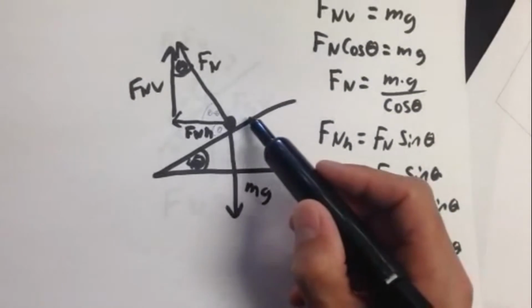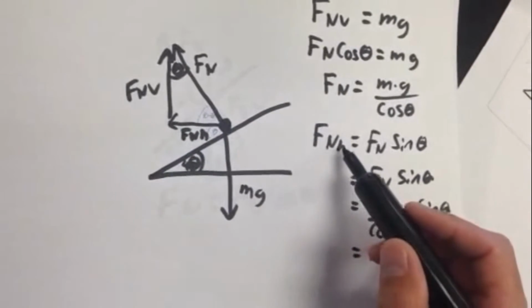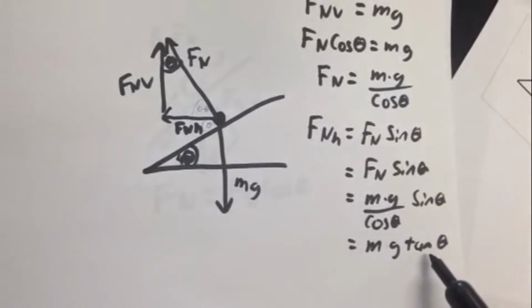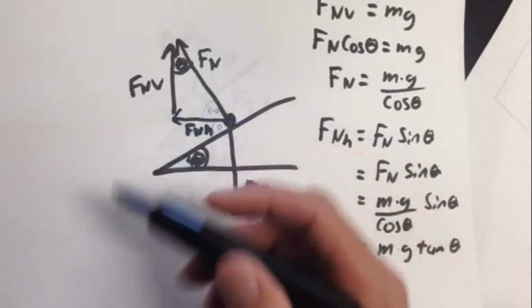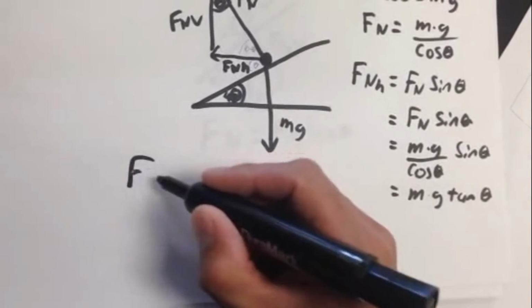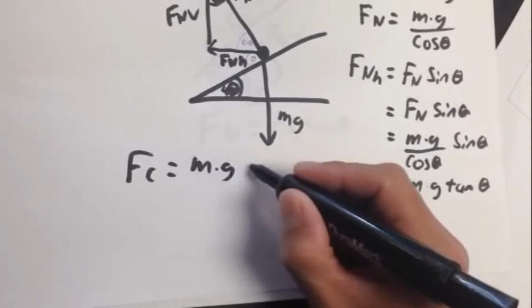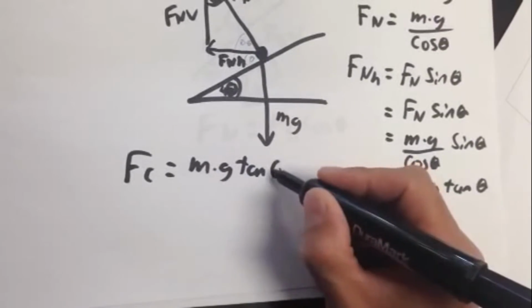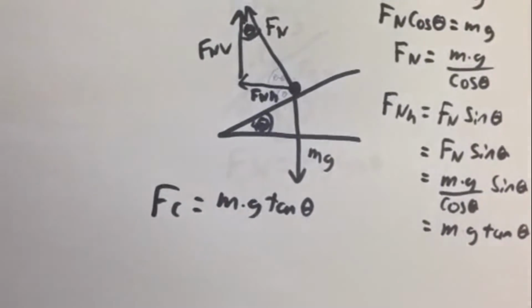So the force that the banked corner will exert towards the center is going to be equal to mg tan theta. Notice that is your centripetal force. This is going around a circle. So the centripetal force is equal to mg tan theta. That is the only force that's acting in this direction.